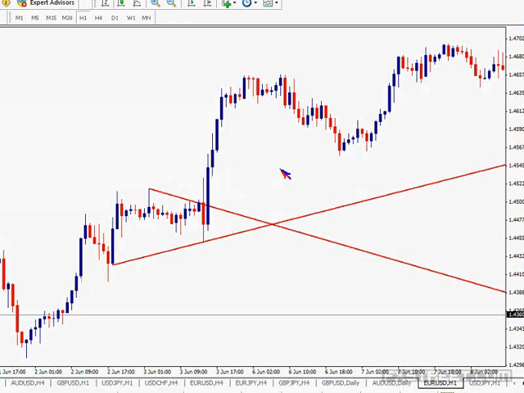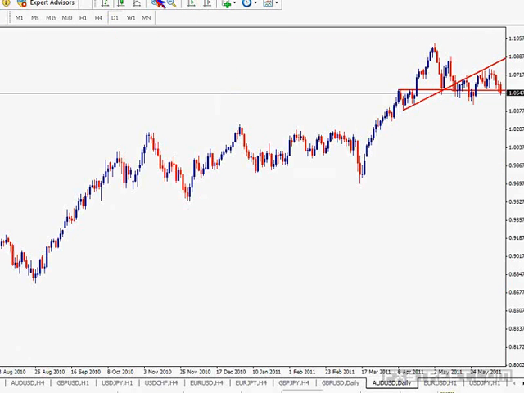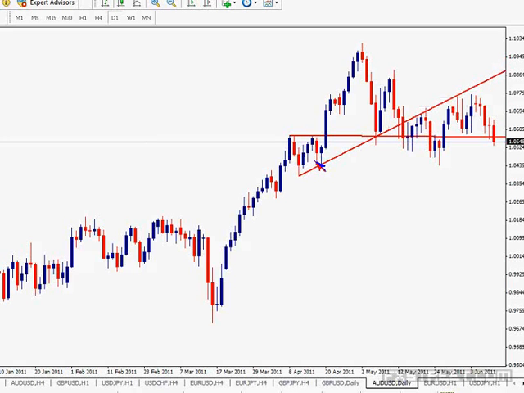Anyway, there are different kinds of triangles. As we said, this is the symmetrical one, and what we know as the ascendant triangle, with more or less the same trading rules. We are going to review it quickly right now. This is the Australian dollar in the daily chart.